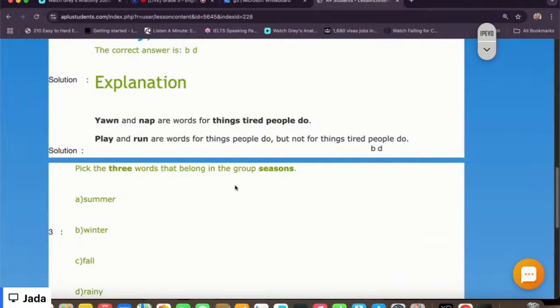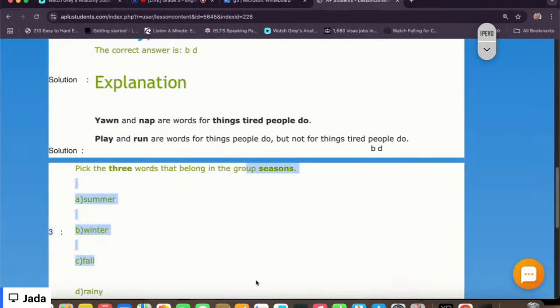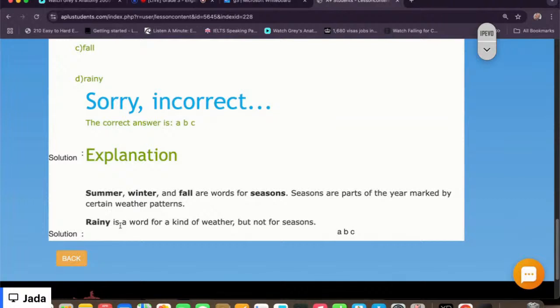Three words that belong in the group seasons. We have summer, winter, fall, and rainy. So what are the three words that belong in the seasons? Rainy is a word for a kind of weather, not for a season. So for seasons, we have summer, winter, fall, and what? Spring.